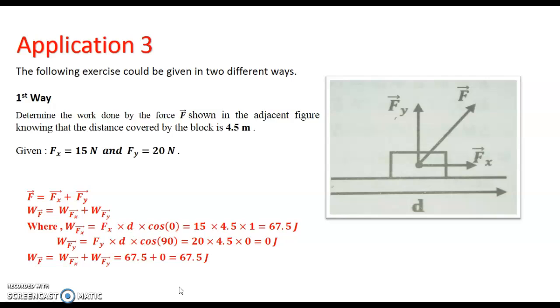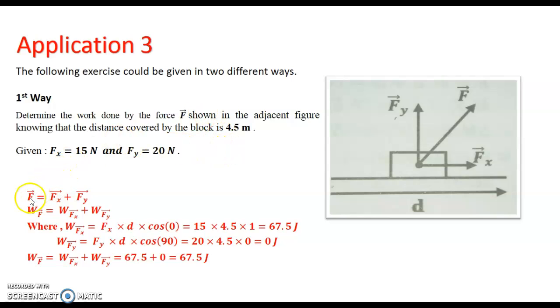Now, how do we use these rules? Application 3: the following exercise could be given in two different ways. The first way is that we are given the magnitude of the x component and the y component of the force and the displacement. To determine the work done by the force F shown in the adjacent figure, knowing that the distance covered by the block is 4.5 meters.